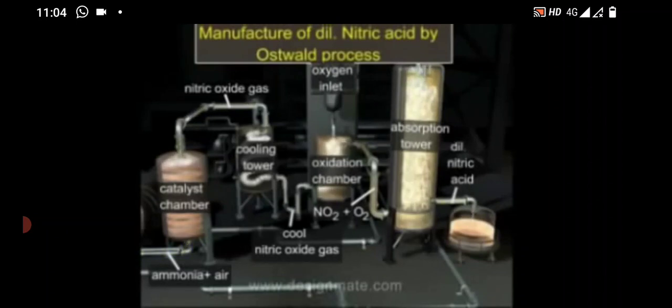Okay, these are all the processes of manufacture of nitric acid by Ostwald's process. Today we have discussed the manufacturing of nitric acid by the Ostwald process. In the next lecture we will discuss the next process, the last process in this topic. Okay, the Solvay process, manufacturing of the next chemical by the Solvay process. Okay, thank you.